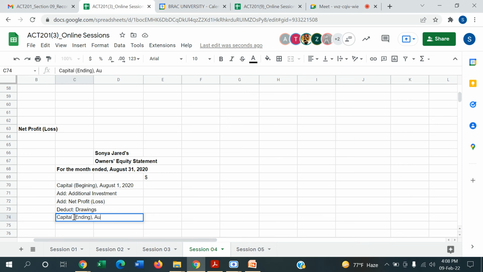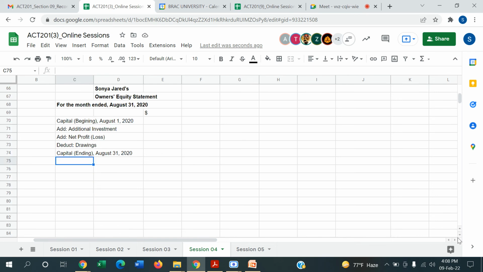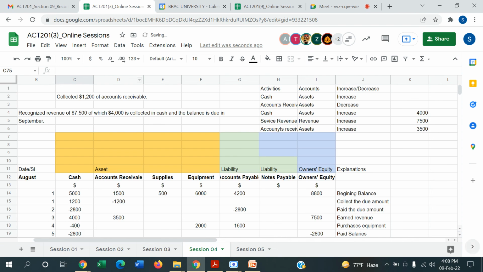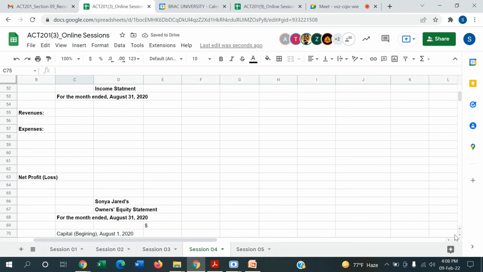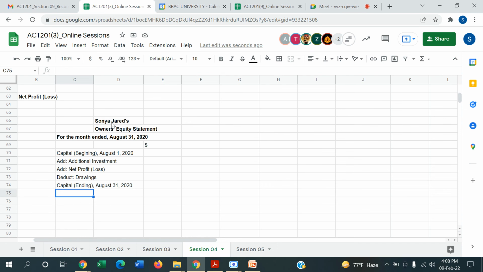According to this example, August 31st, 2020. That's how an owner's equity statement will be prepared. And finally, we'll prepare the balance sheet.